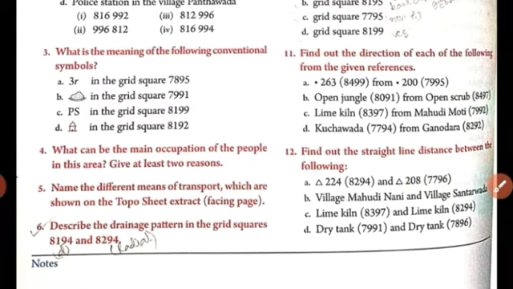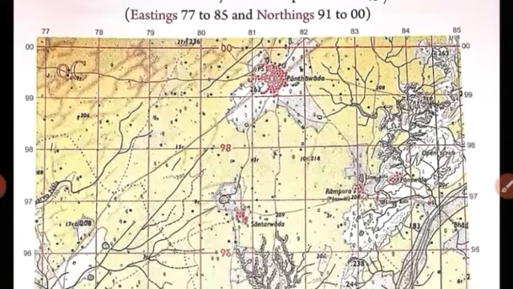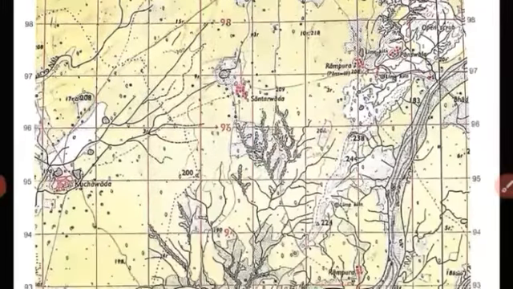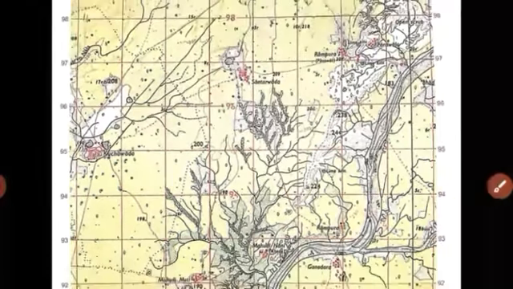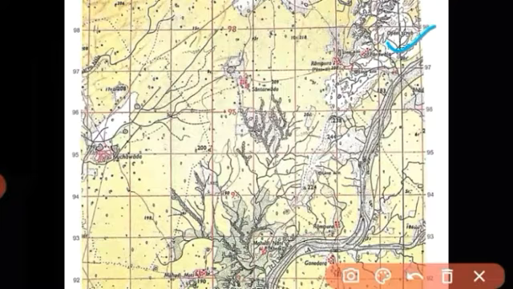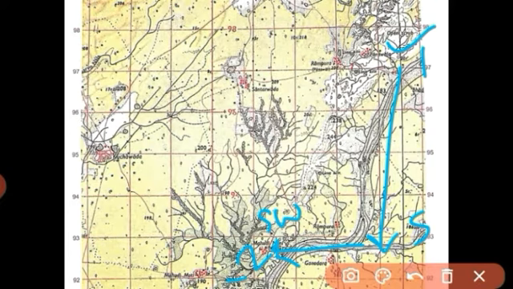Now we will find it. 8091, at first we have the 80 and then we have the 91. Where is it, students? This is the open jungle, and another one is the open scrub at 8497. The open scrub is in this place, and this is the open jungle. What is the direction of the open jungle from the open scrub? This is the south and this is the west. You can say this is the southwest direction.